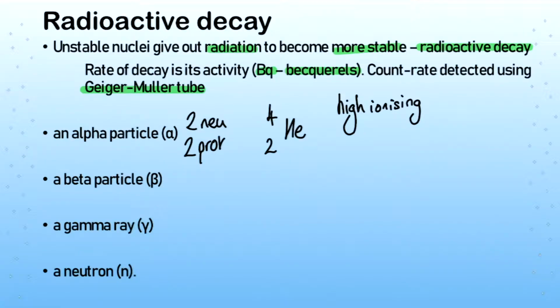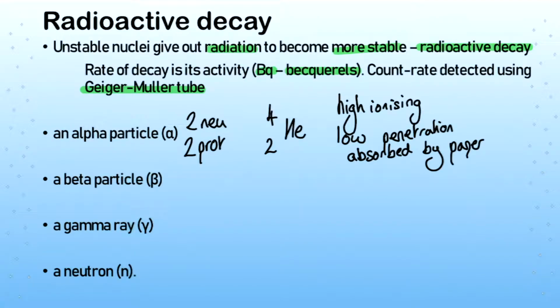Now, because it is highly ionizing, it has a very low penetration. It's not able to travel through much air, so a very short distance, like centimeters, and it will even be absorbed by a sheet of paper. So as much as it's very ionizing, it's very dangerous. Actually, it won't even go across your skin. But if it got inside your body, then it could do real harm.